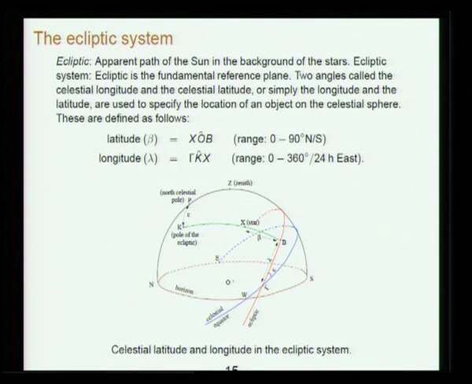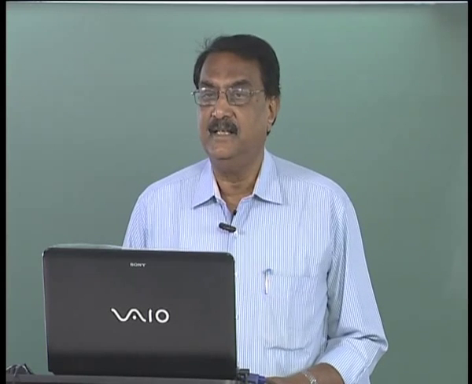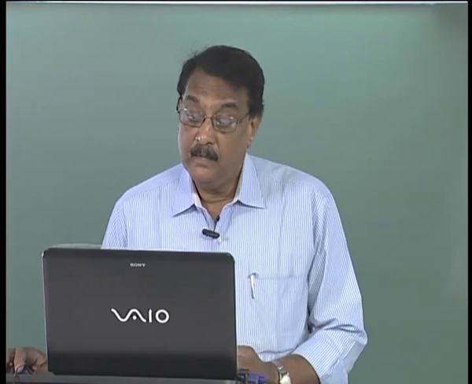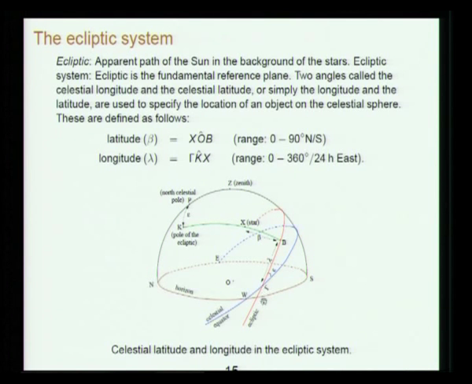And the ecliptic system, especially for measuring the longitude, positions of planets and all that, you have to use this, even for the sun also. So, the moon, sun and moon also. So, you are considering a circle which is the apparent path of the sun.